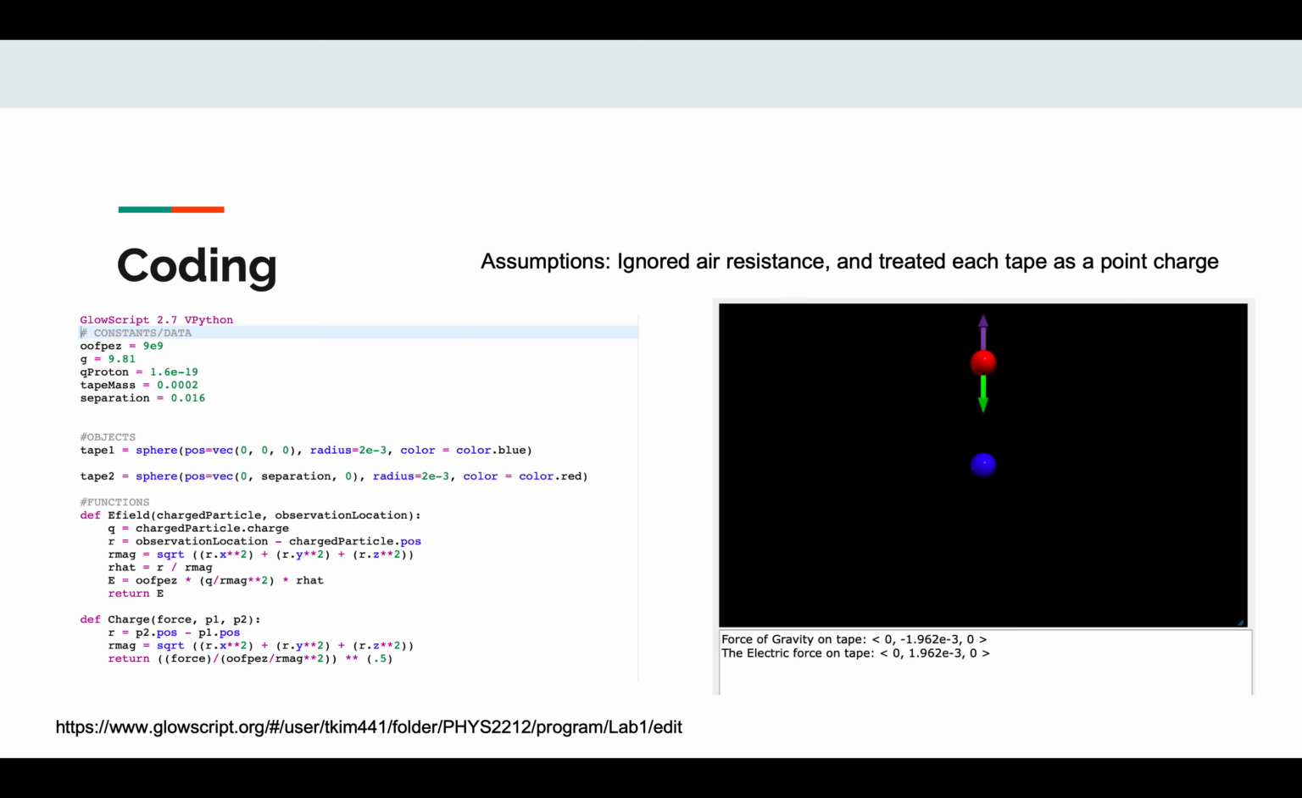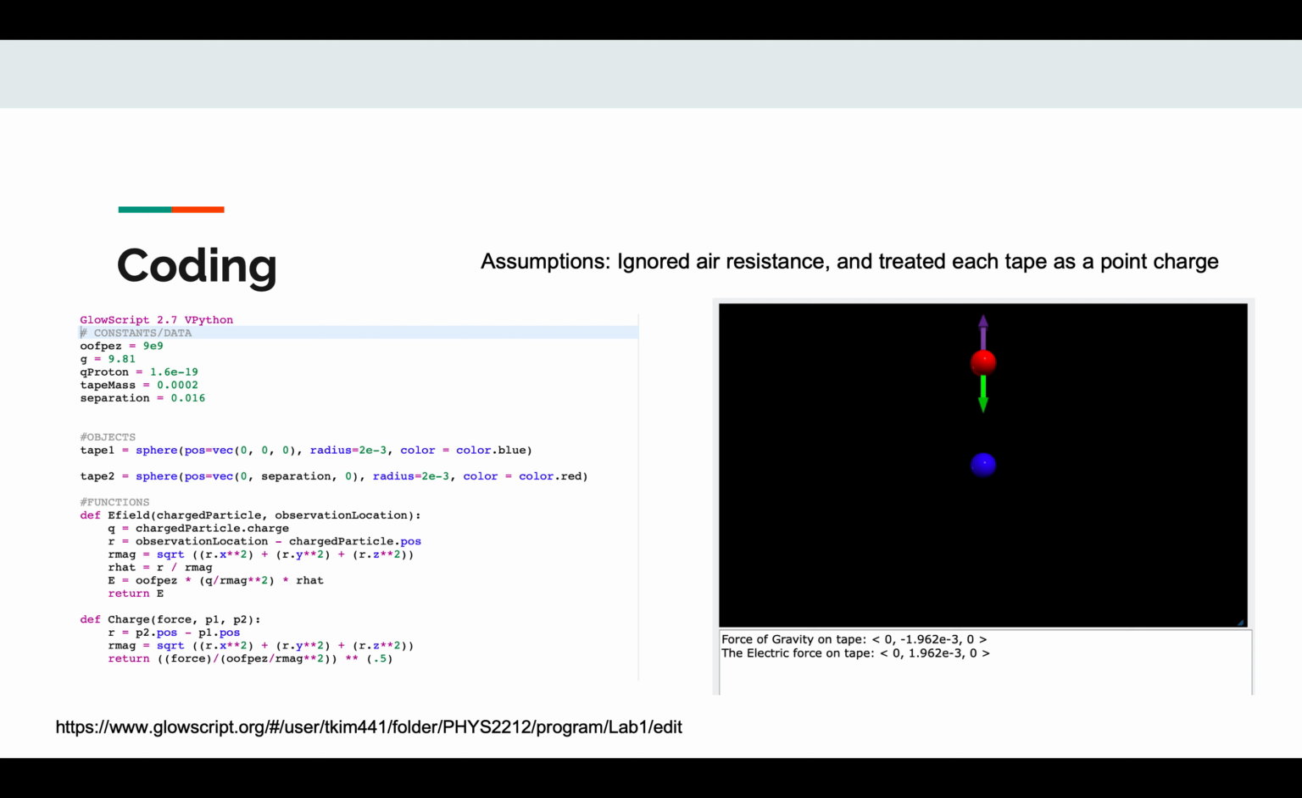And for the coding section of the lab, I basically took the constants that we have and made two spheres that represented tape 1 and tape 2. So using this, we assumed and treated each tape as a point charge, where the charges are centered at the center of the tape. And we also ignored air resistance in our formula.